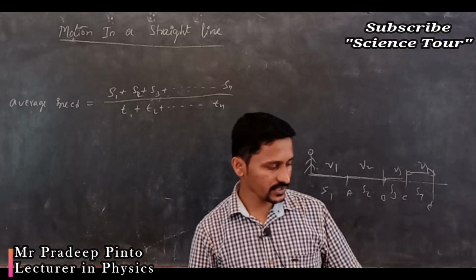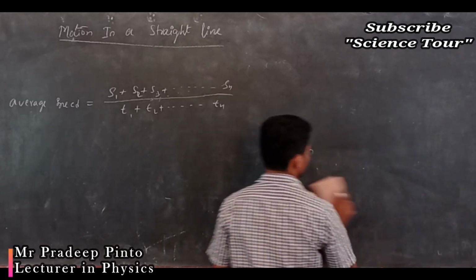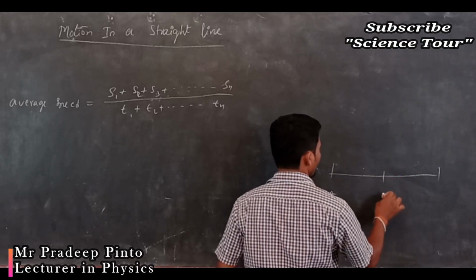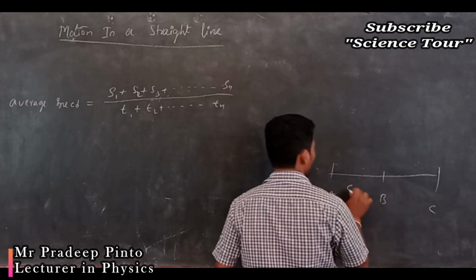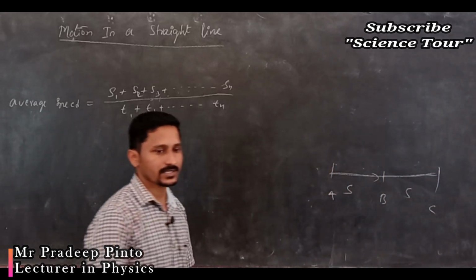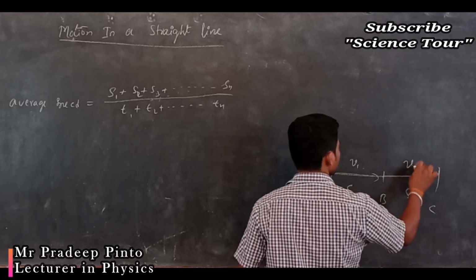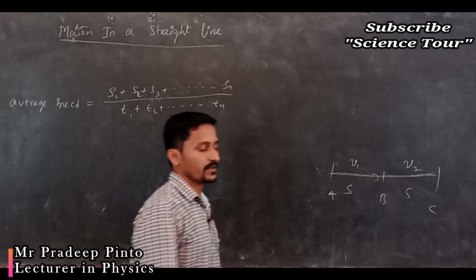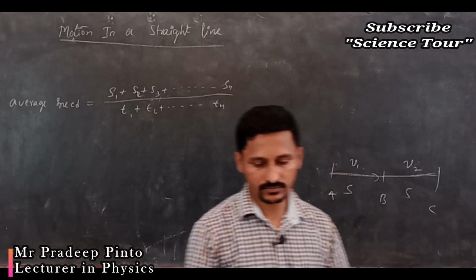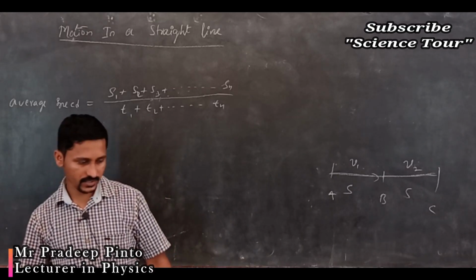Now I will give you a scenario where there are two distances, point A, point B, point C, and both are S itself. But the person covers the first distance with speed V1 and the second distance with speed V2. Now what are you going to do?